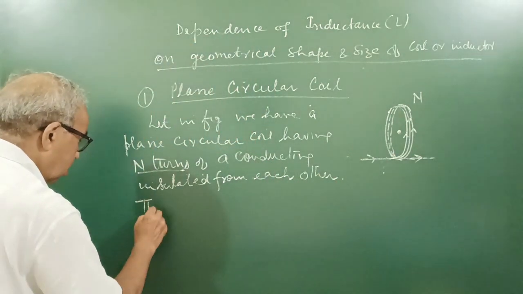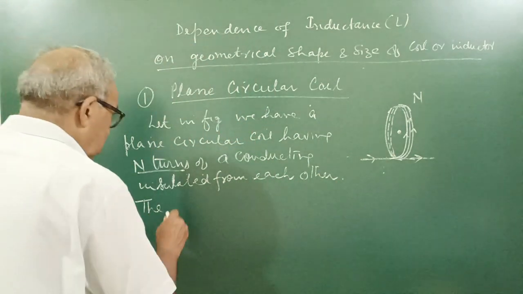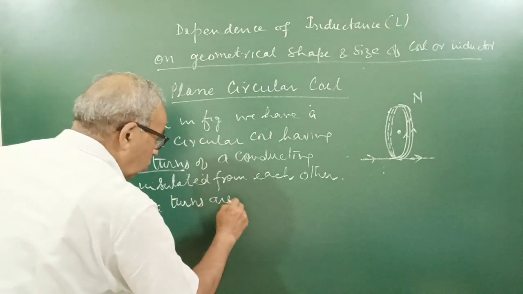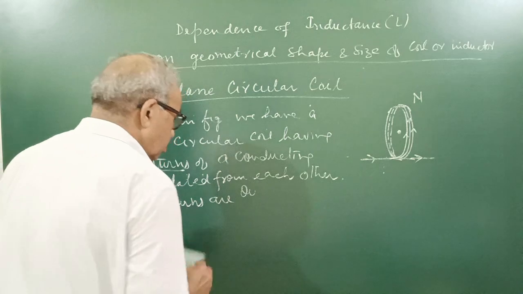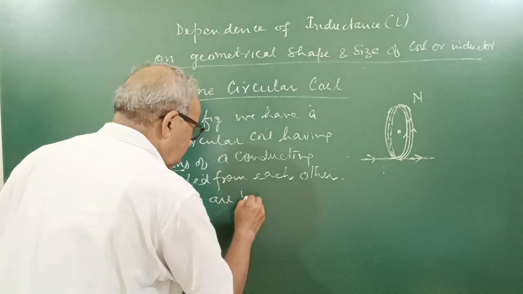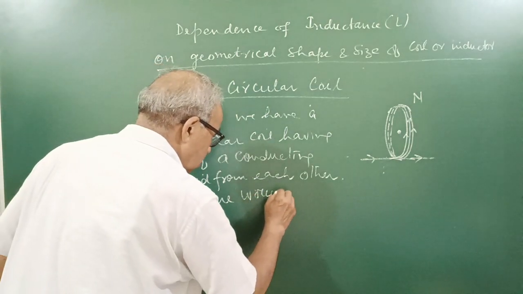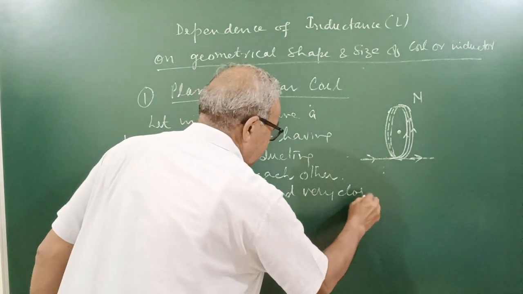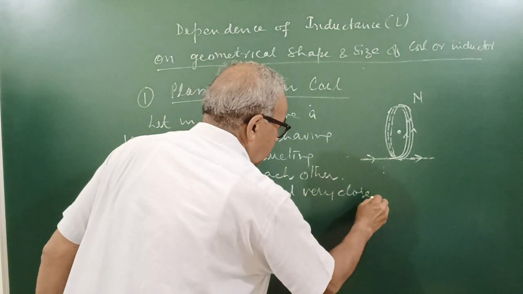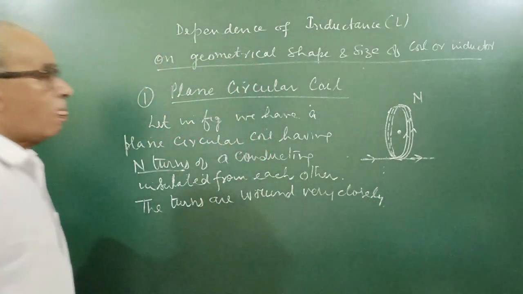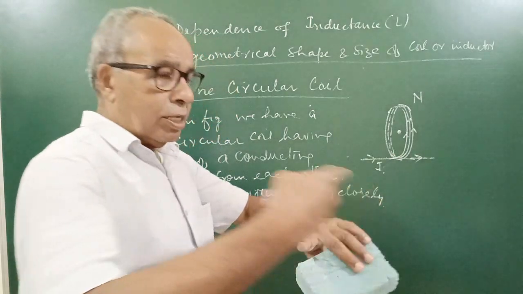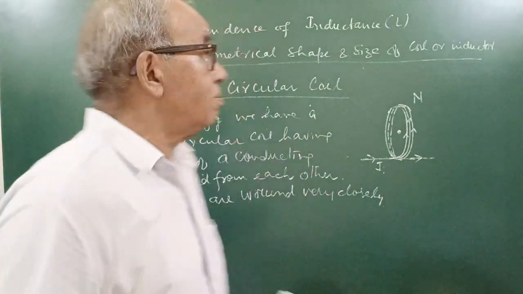The turns are wound very closely, actually, so that we can take a single radius, okay?